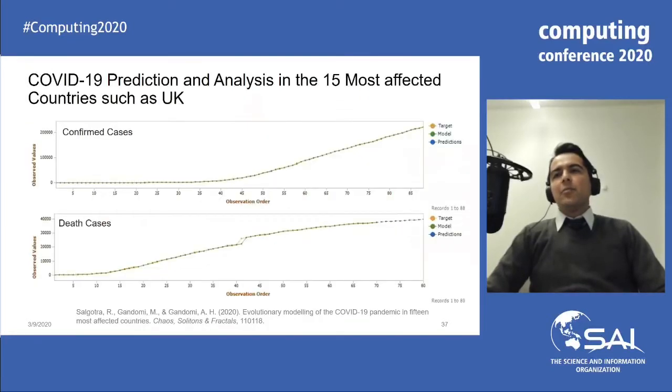So besides accurate modeling, we could have some prediction for future trends of the time series. And recently we published another paper for predicting COVID-19 in the 15 most affected countries, which for sure includes UK. And you can see, again, we could model these time series and also predict some of the future days using genetic programming.